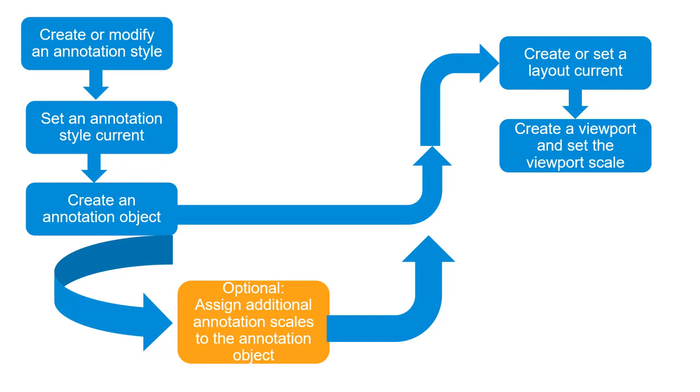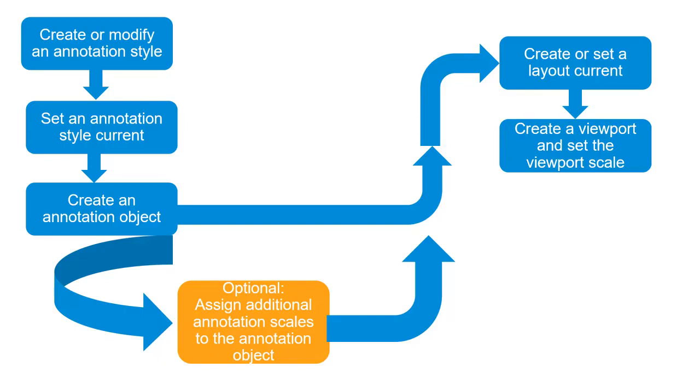The annotation scale of a viewport controls when the annotation object is displayed and at which size. If a scale is not assigned to an annotation object but is used in a viewport, the annotation object may not be displayed. We use annotation objects to ensure that the dimension, hatch, multileader, and text objects appear the correct size regardless of the viewport scale.